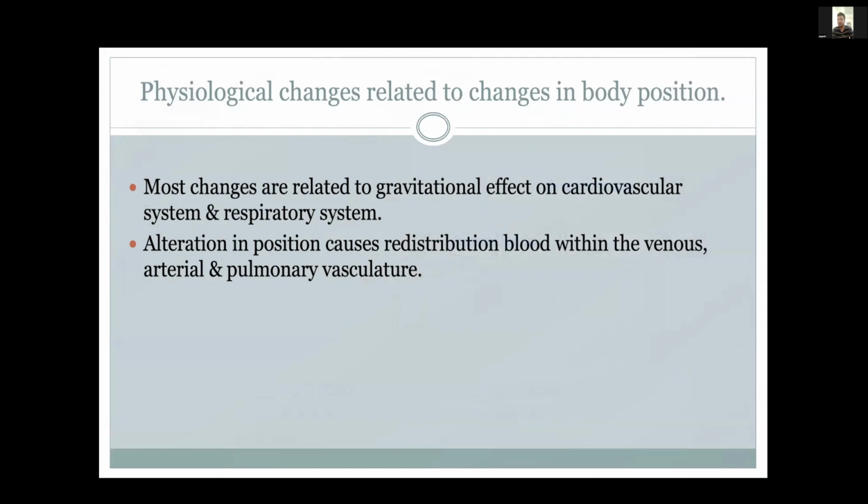Physiological changes related to changes in body position are mainly due to the gravitational effect on the respiratory and cardiovascular systems. Any alteration in position can cause redistribution of blood within the venous, arterial, and pulmonary vasculature. So all these changes are related to repositioning of the patient.